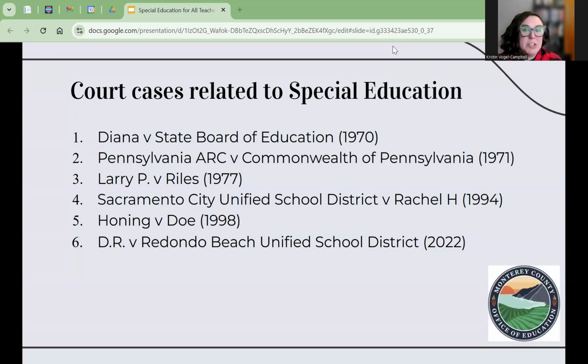The third case that we're going to talk about is Larry P. v. Riles, which was a court case in 1979. In this case, the United States District Court for Northern California ruled that the use of standardized IQ tests to place African American students into classes for the intellectually disabled was discriminatory. The court found that these tests were culturally biased and not validated for such placements, leading to the disproportionate assignment of African American children to these classes.